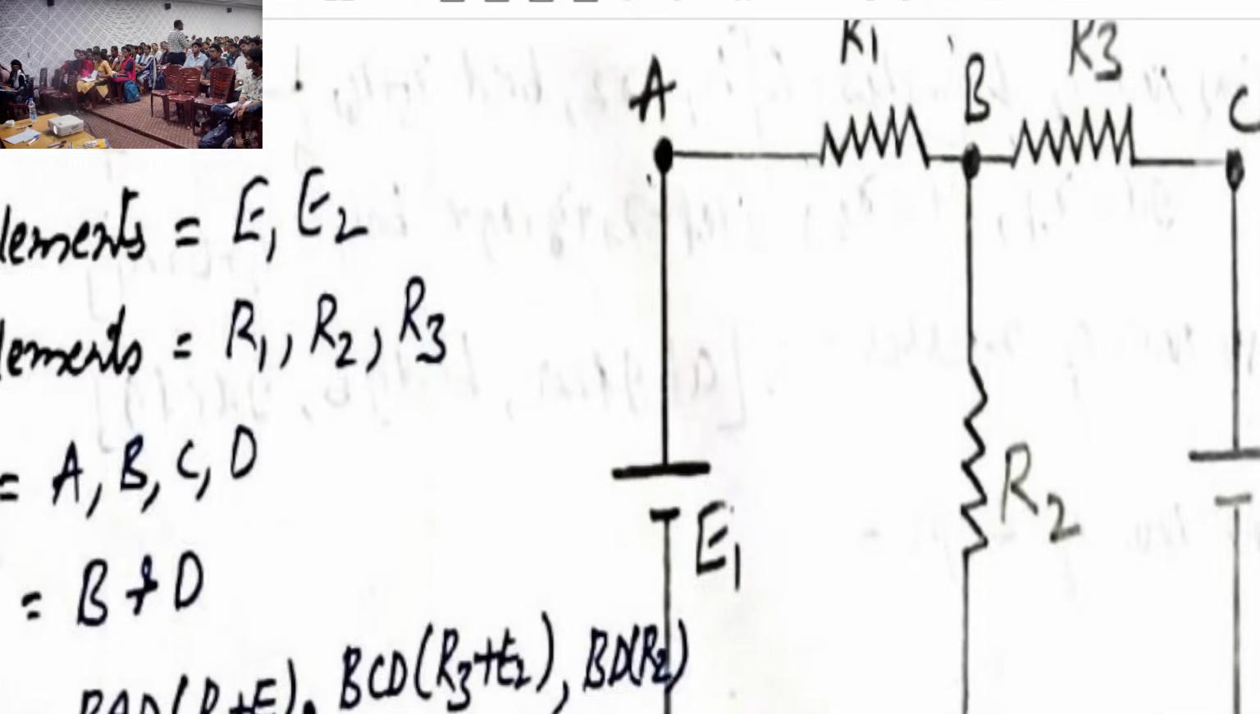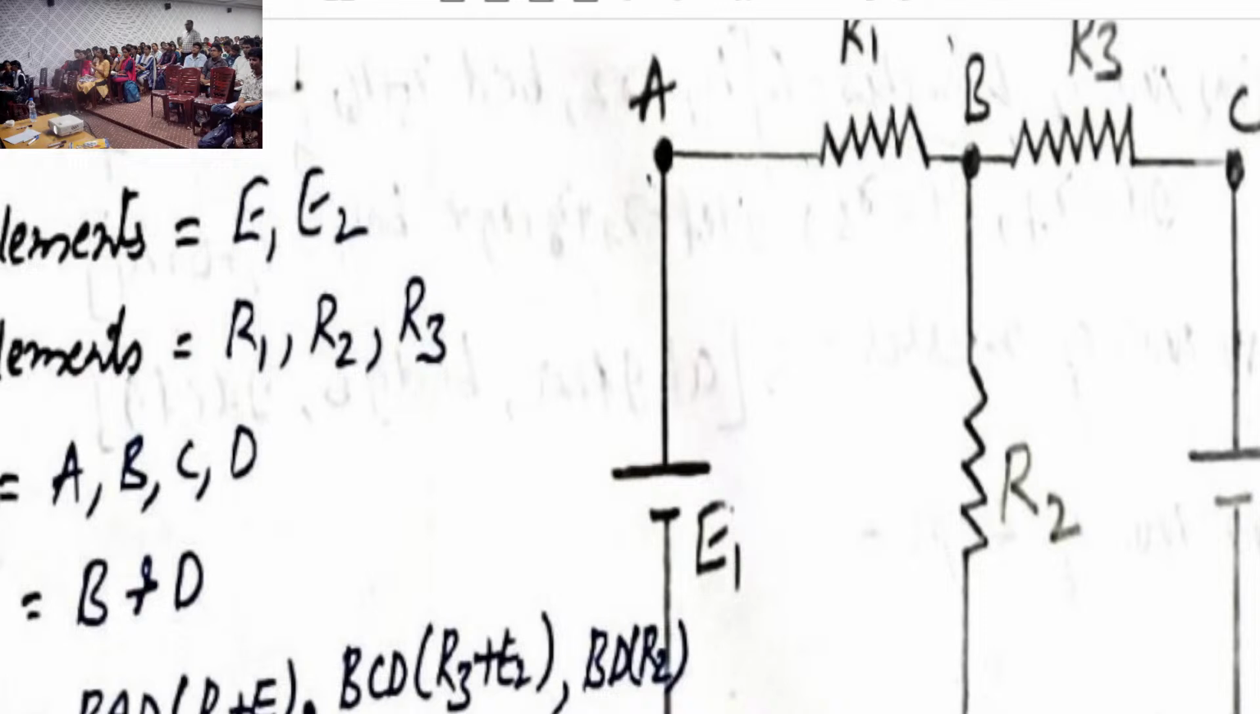The examples of active elements are batteries, generators, RPS (regulated power supply), DC generator, AC generator, whatever it may be. We are giving supply to the bulbs, delivering power to the bulb to make it glow. So it is called active elements.